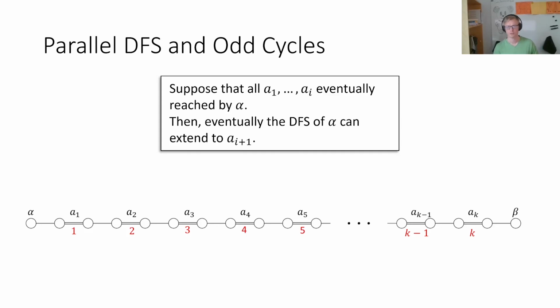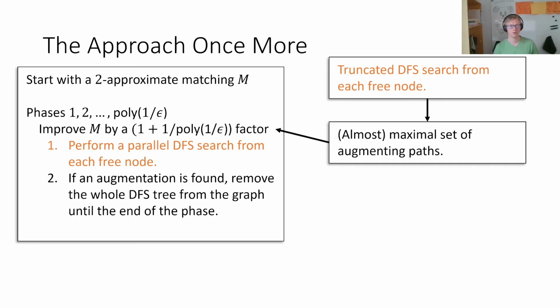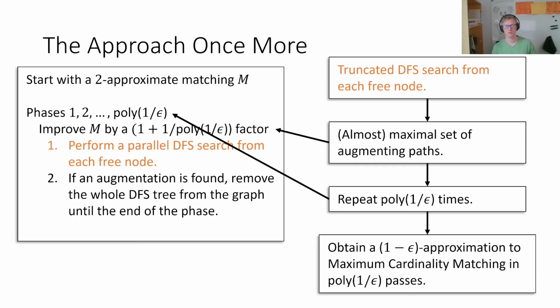And now we are done with the high-level overview of what we would like to do. Just a quick recap of our approach. We do this truncated DFS search from each node. By that we find an almost maximal set of augmenting paths, and we can use this, by previous work, to improve the matching by a poly 1 over epsilon factor, while we can then repeat this poly 1 over epsilon times, and we obtain an almost optimal maximum cardinality matching. We obtain an approximation to the maximum cardinality matching that we can make arbitrarily good.